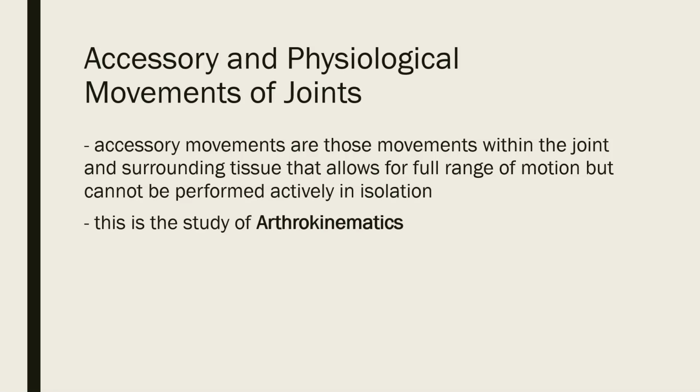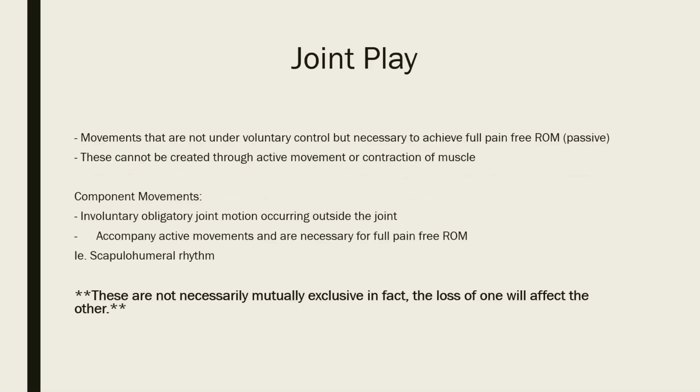When we look at these accessory movements of joints, this is known as arthrokinematics. So we're looking at arthrokinematics. Now, joint play are movements that are not under voluntary control, but necessary to achieve full pain-free range of motion. So we need the play between bones in the joint in order to allow full pain-free range of motion passively and actively. These cannot be created through active movement or contraction of muscles. So they can't be created in active movement, but they need to occur for active movement to occur. So they need to happen in order to have active movement move appropriately.